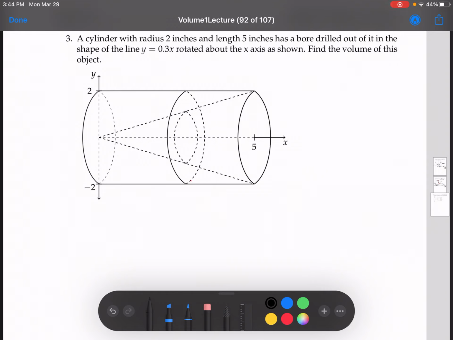Here we have the cylinder from example 1 with the cone from example 2 taken out of it. And we're going to find the volume of this new shape, the shape created by taking the cone from example 2 out of the cylinder from example 1.